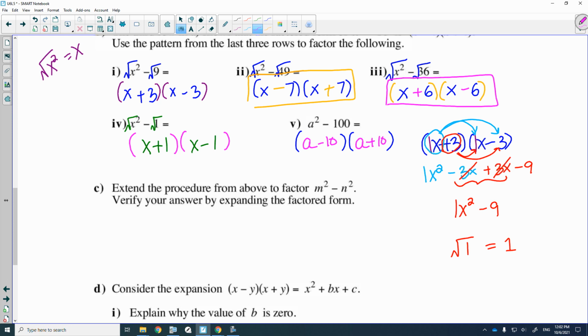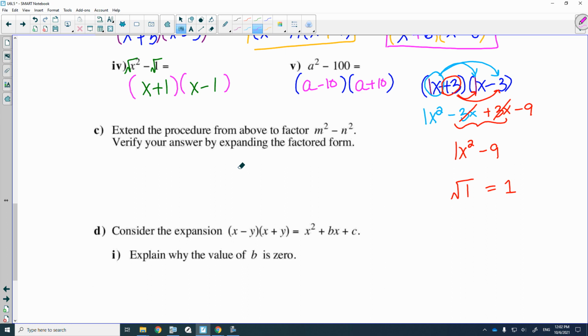Perfect. Okay. Please write down underneath C, m squared minus n squared. 2 terms separated by a minus. Each of those terms can be square rooted. Shaywa, what would you get for the answer for this? Yep, m plus n, m minus n is correct. Because the square root of m squared is m. The square root of n squared is n.